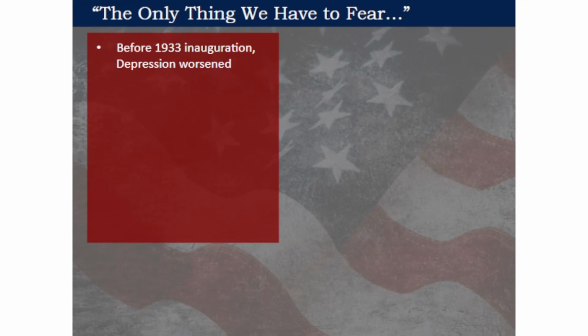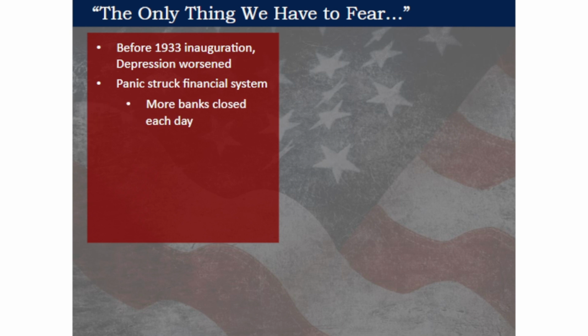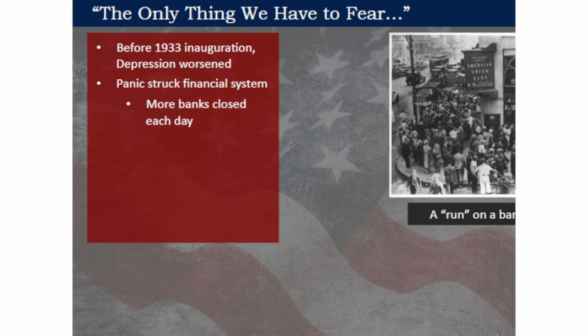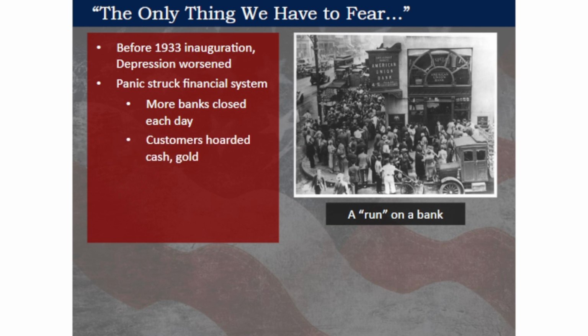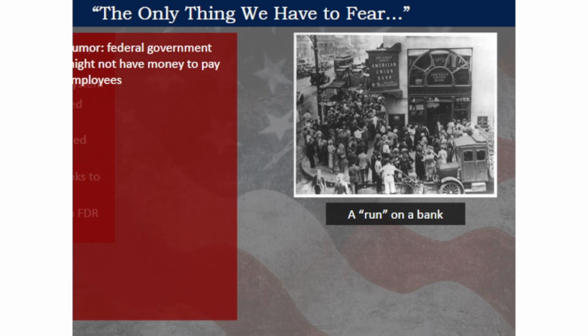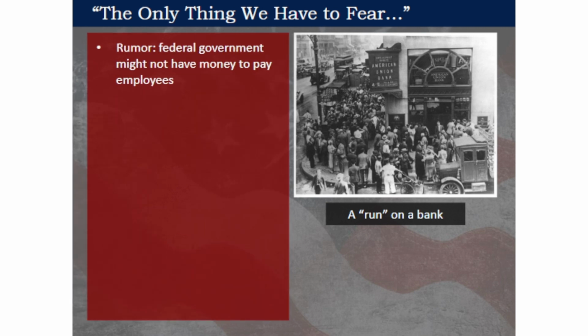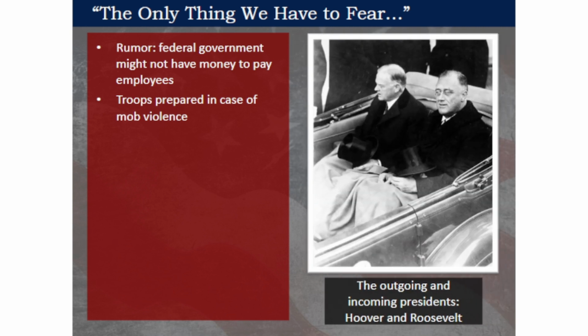Between FDR's election in November 1932 and his inauguration in March 1933, the Great Depression somehow took a turn for the worse. Panic had struck the financial system, and more banks closed every day. Out of fear that their bank might be next, customers withdrew their deposits and hoarded cash and gold, which caused more banks to fail. Fully 80% of the nation's banks were closed when Herbert Hoover left office and FDR assumed it. Rumors flew in Washington, D.C. that the federal government itself might not have enough money to pay its employees. Army General Douglas MacArthur had troops at the ready in case the economic distress turned into mob violence. What would Roosevelt do when he took office?